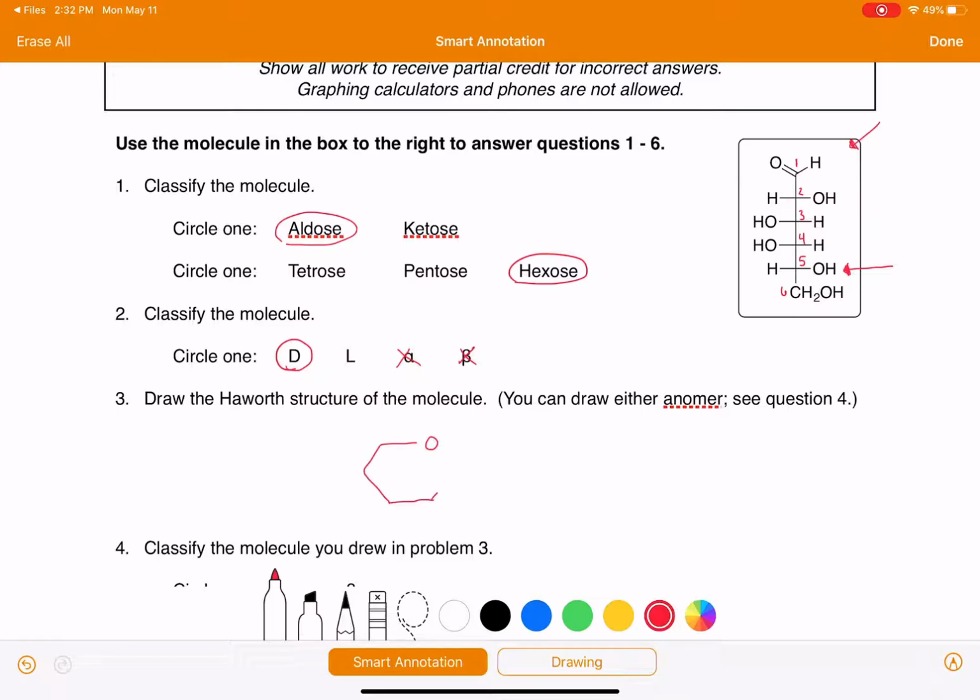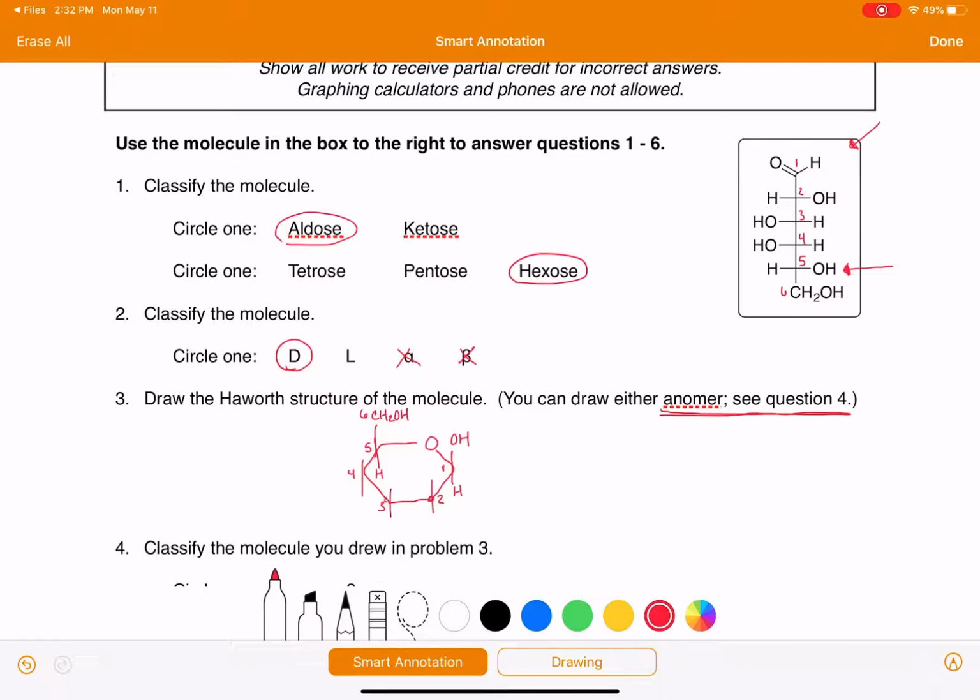Draw the Haworth structure of the molecule. So when we're drawing this structure, remember we always make this guy right here as carbon number 1. Let me set my ring up better. Next guy is carbon number 2, 3, 4, 5. Up here is carbon number 6, CH2OH. And so carbon number 1 is what dictates alpha versus beta.